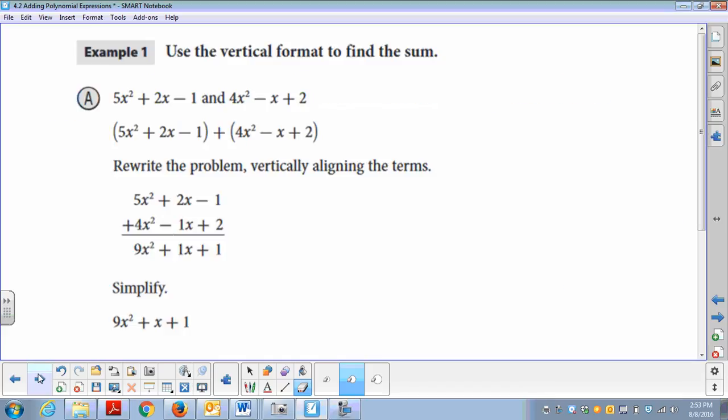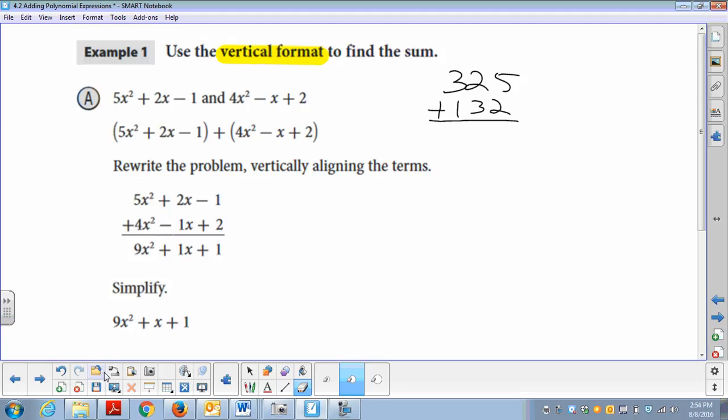Okay, in this example, we're adding polynomials with the vertical format. Vertical meaning up and down. So what we're doing is we're taking the first problem, 5x squared plus 2x minus 1, and 4x squared minus x plus 1, and making it vertical since we're adding these two together. So vertical format will be similar to doing 325 plus 132 and adding it this way. And 5 plus 2, 2 plus 3, and so forth and so on.